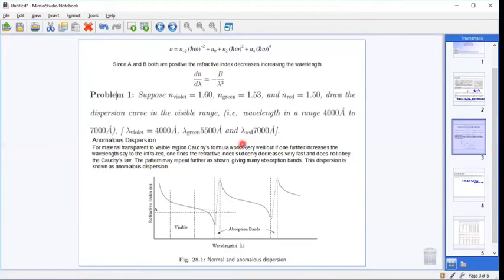Now, this is a simple problem for the students as an assignment regarding normal dispersion. I am requesting the students to submit the problem after the class. Going to the anomalous dispersion.